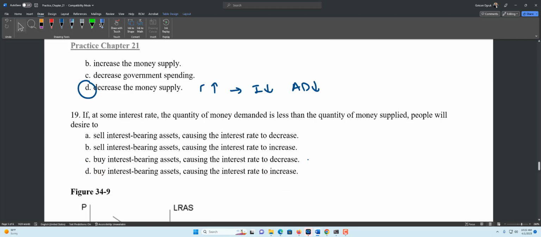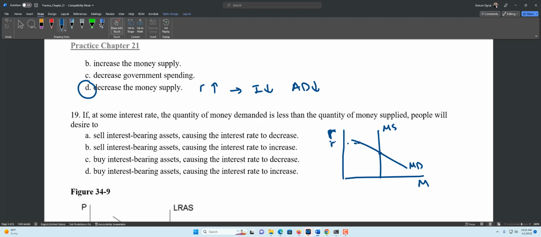Question 19. If at some interest rate, the quantity of money demanded is less than the quantity of money supplied. So we are talking about a situation such that we have this money supply and the money demand, and this is the interest rate and this is the amount of money. We are talking about a situation where the interest rate is higher than the equilibrium. This is equilibrium. Why? Because, for instance, here at R bar, look what happens. Money demand is here and money supply is here.